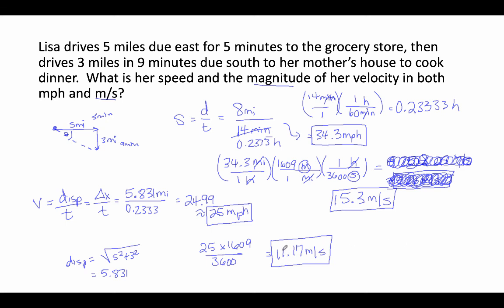Okay, so are speed and velocity the same thing? No, they're not, because the speed was 15 meters per second and the velocity was only 11 meters per second, because the displacement and the distance were not the same. Let's do another example.